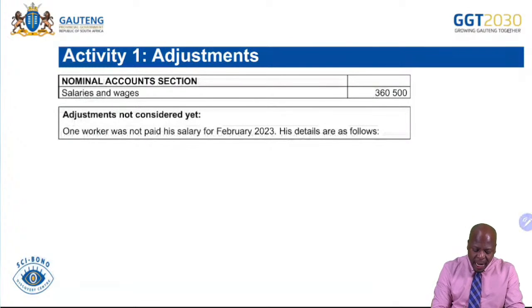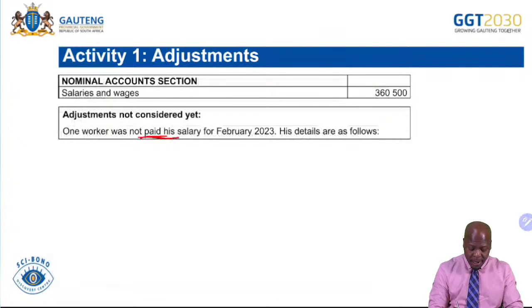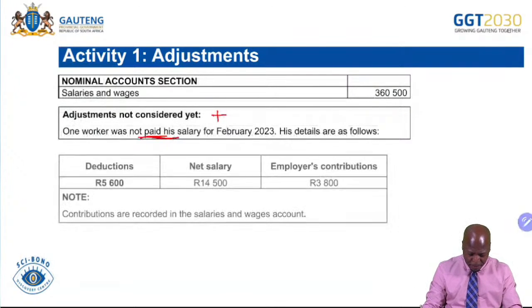So the moment a worker is not paid, that means this is an expense that is owing. Already in my mind, I know this is an expense that has not been recorded. So I must come, and I already know that my sign is going to be a plus. I'm going to be adding certain amounts. Let's see if we have more information.